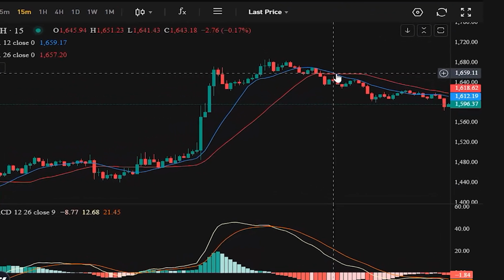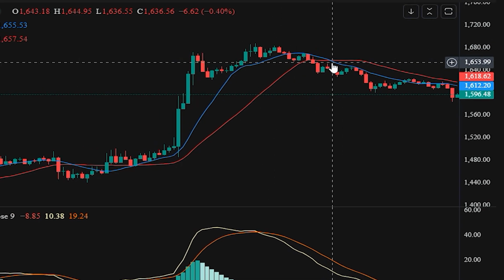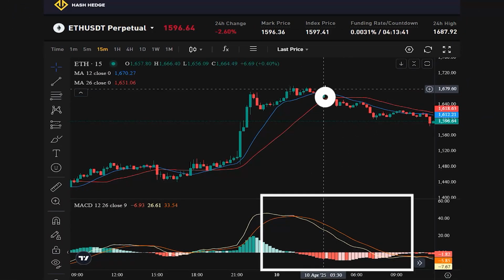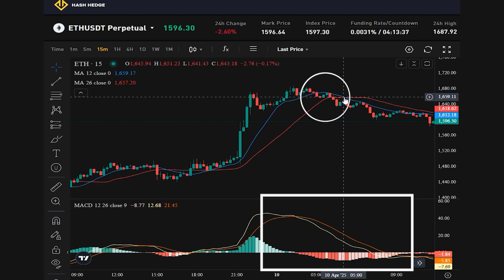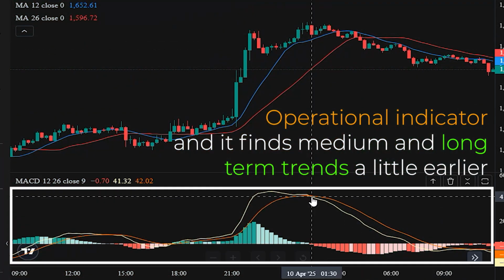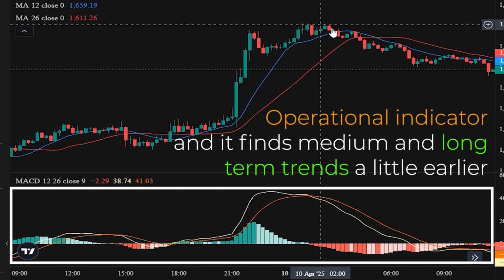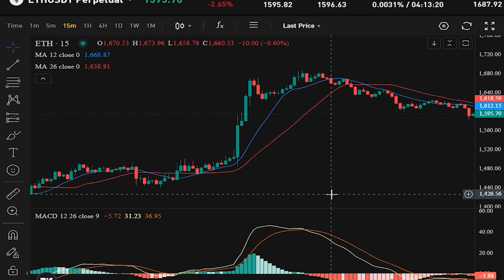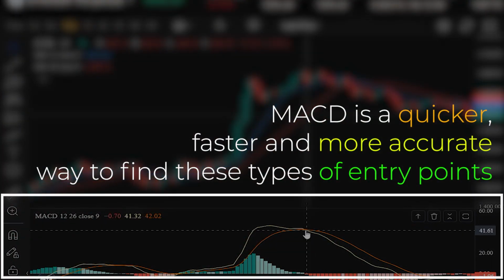In this example, the classic strategy gives us a signal at this point to trade down, but MACD gives a signal at a different point, and we would enter the trade here, and that would give us a much bigger profit. As you can see, MACD is a more operational indicator, and it finds medium and long-term trends a little earlier. And this solves one of the biggest problems with the classic strategy, that it lags a bit behind the present trend. Therefore, MACD is a quicker, faster, and more accurate way to find these types of entry points.